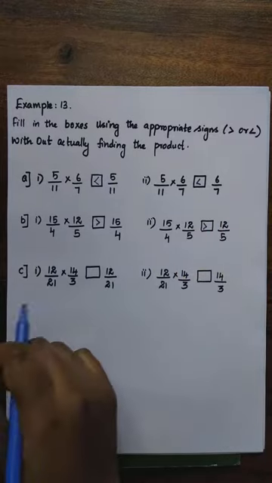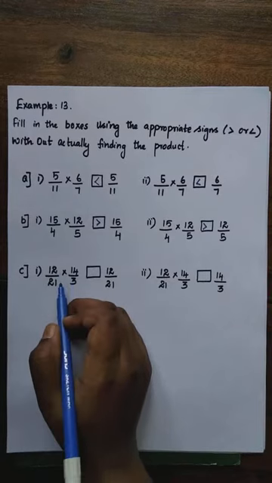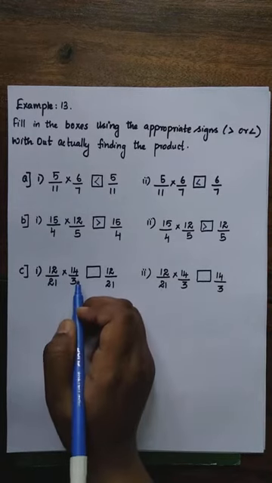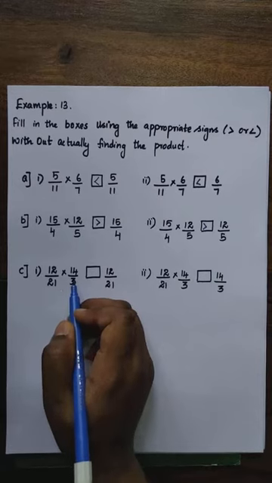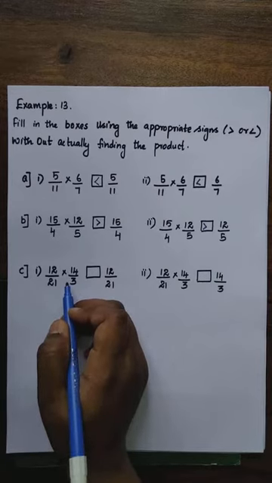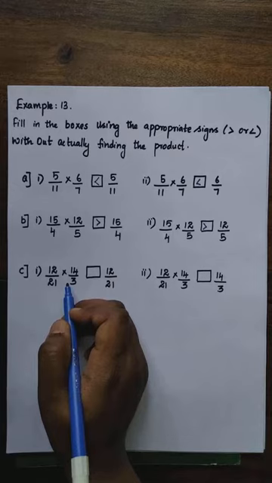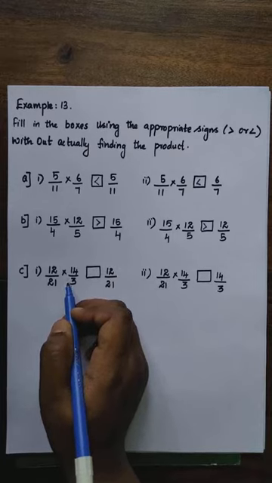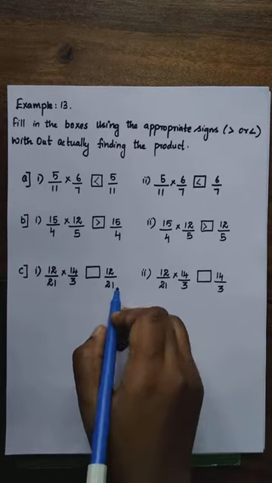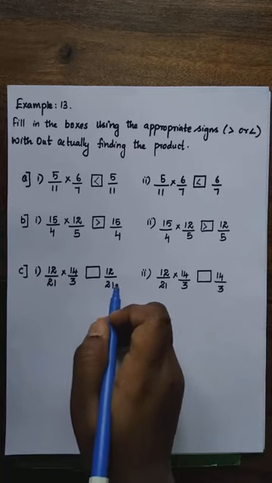Okay, then the third question, 12 by 21 into 14 by 3. 12 by 21 is a proper fraction. 14 by 3 is an improper fraction. So when a proper fraction and an improper fraction are multiplied, the product obtained is dash than the proper fraction.